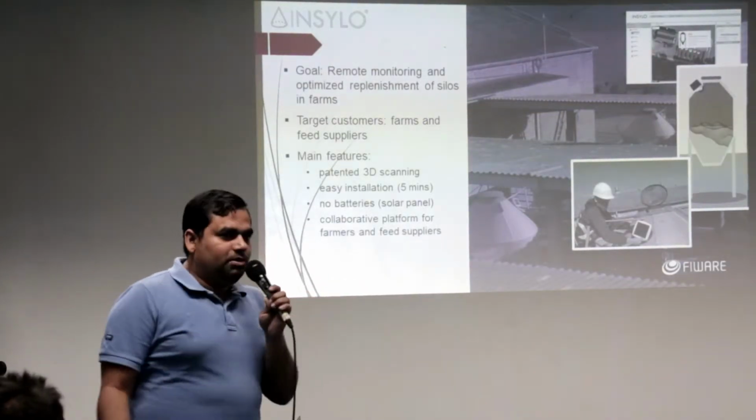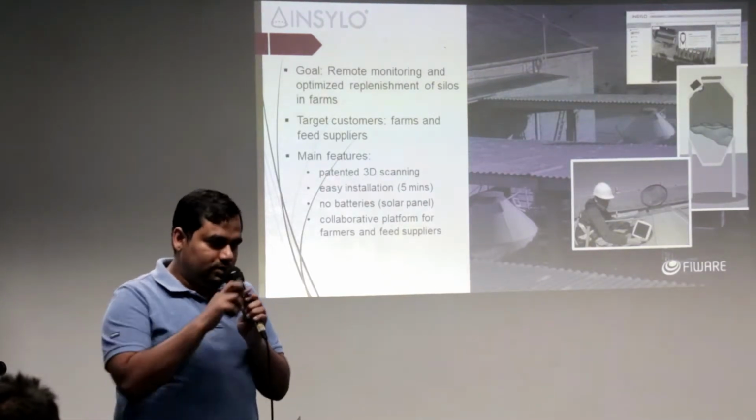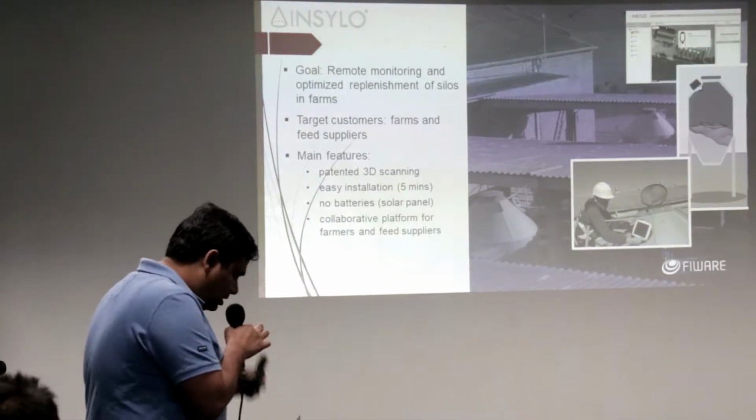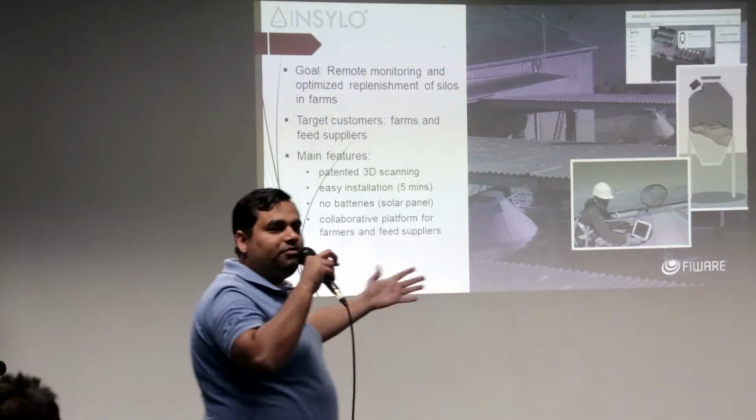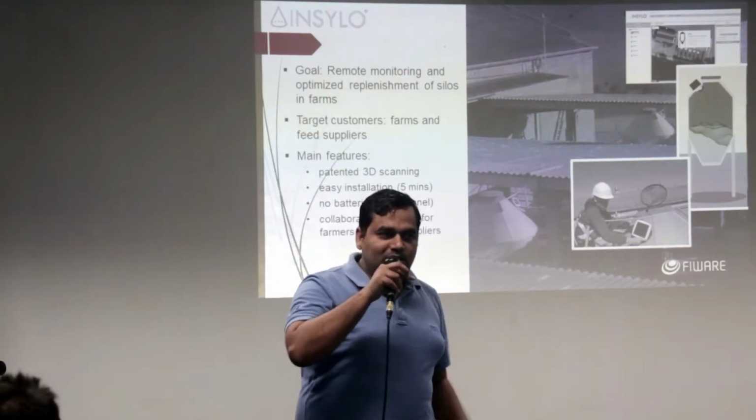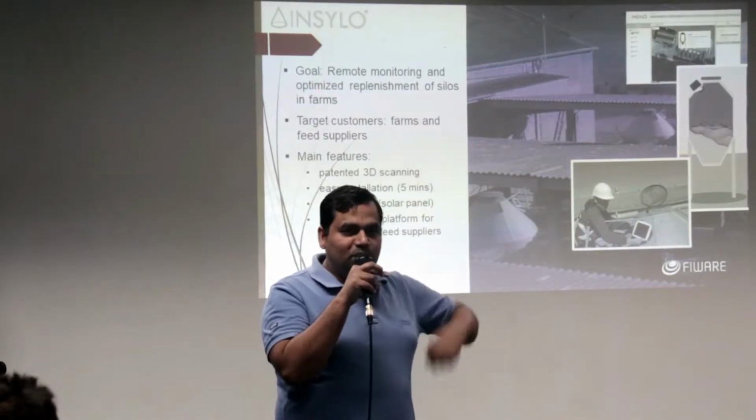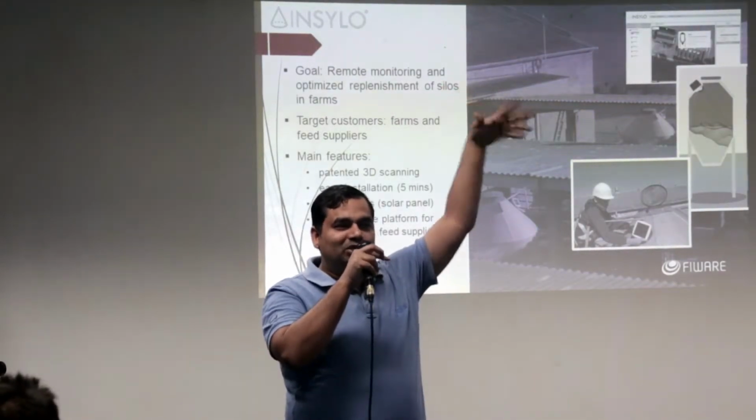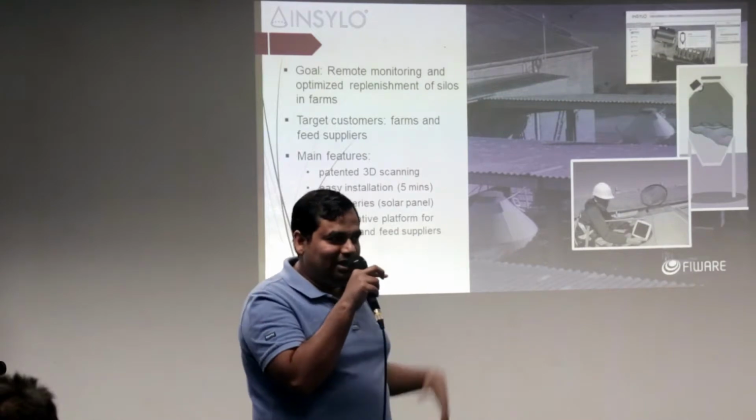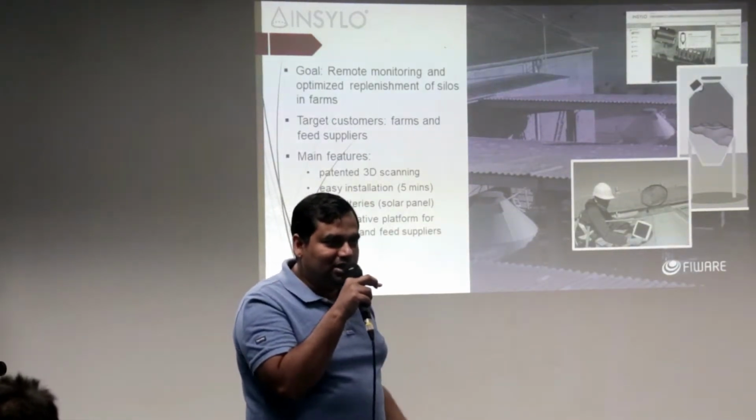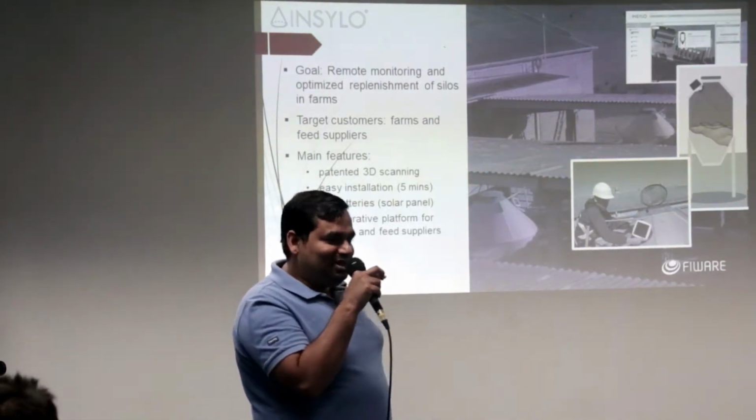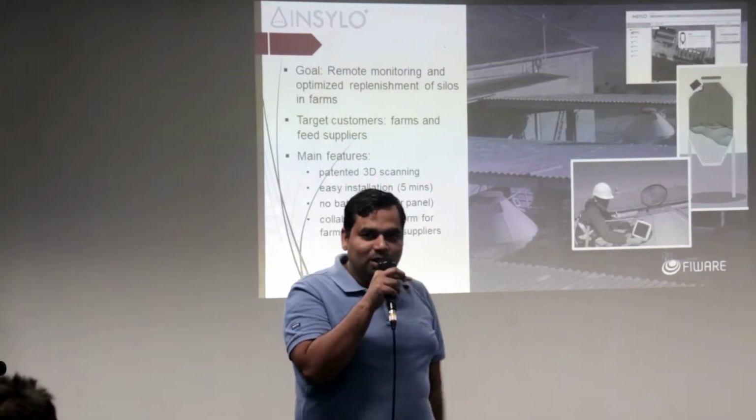So what was the problem? The problem statement was that there were some farmers and they had a lot of cattle feed, if you have to feed your cattle. Somebody has to manually go up and check what is the current level of the feed. It was time taking, and sometimes it's really difficult, it's manual.